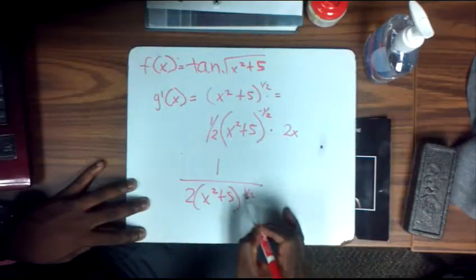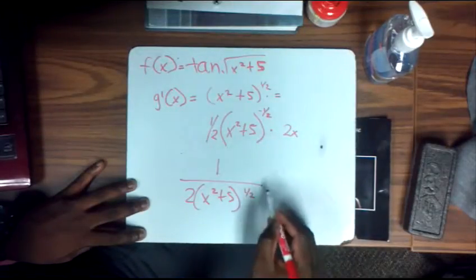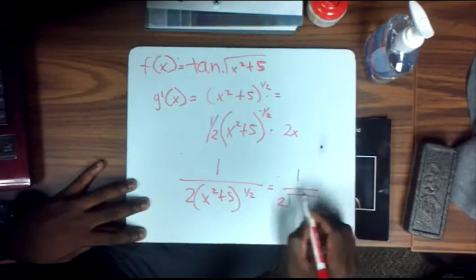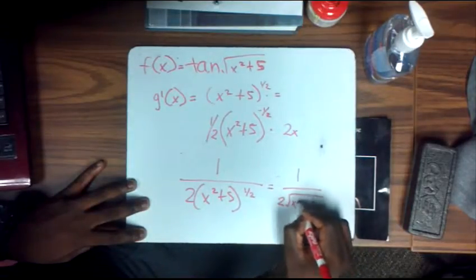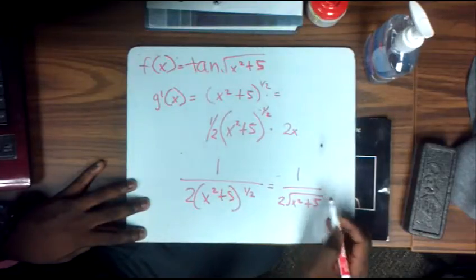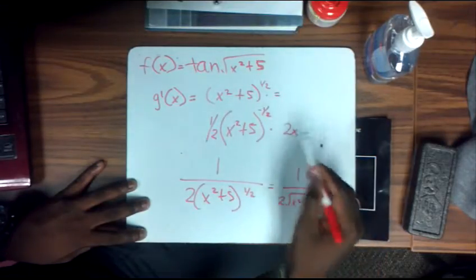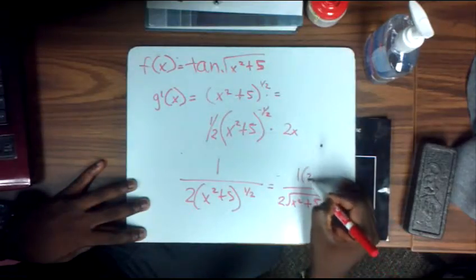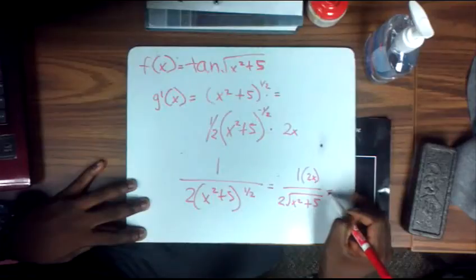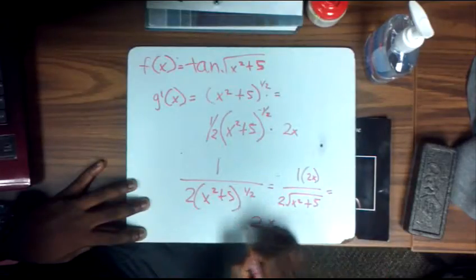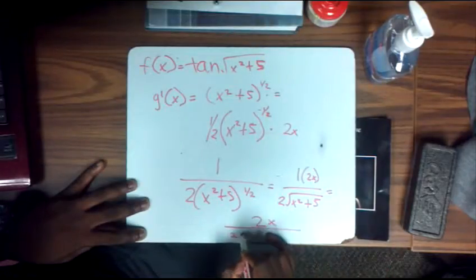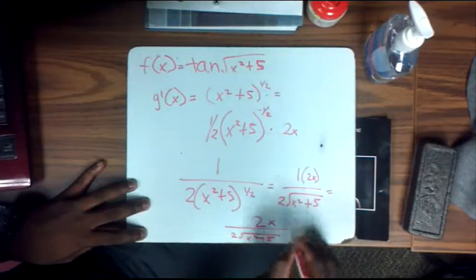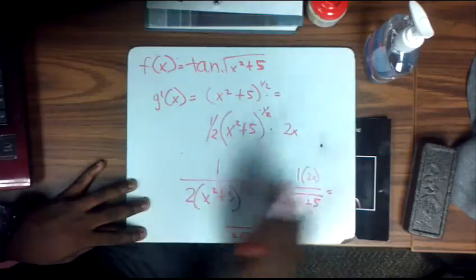But as I said before, the 1/2 power is basically just the square root. So this is equal to 1 over 2 times the square root of x squared plus 5. And then we multiply that by 2x, which is just the same thing as 2x over 2 times the square root of x squared plus 5. That is the answer for g prime of x.